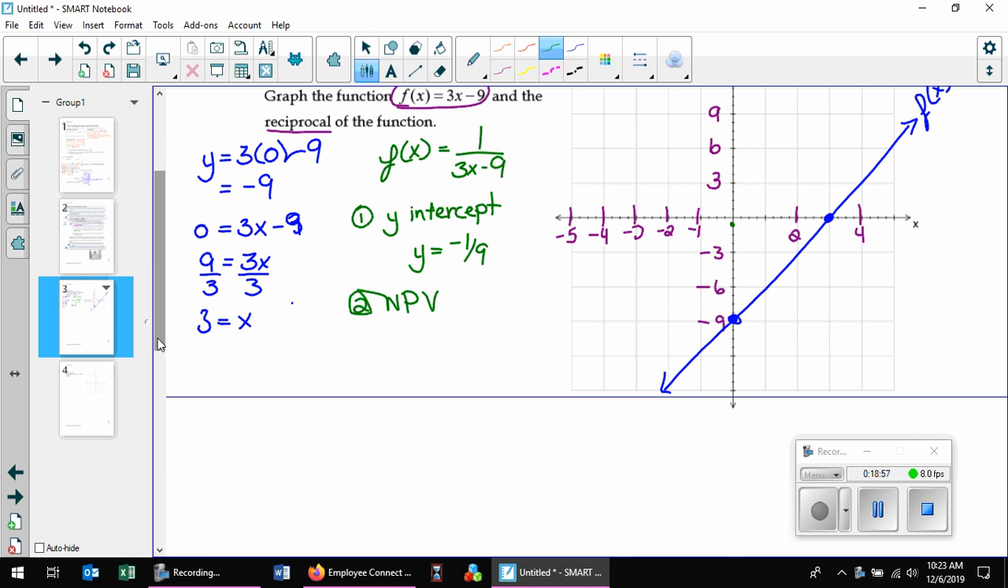Okay, step 2, non-permissible values. So what are my non-permissible values for this one?